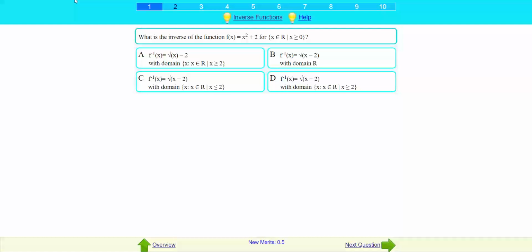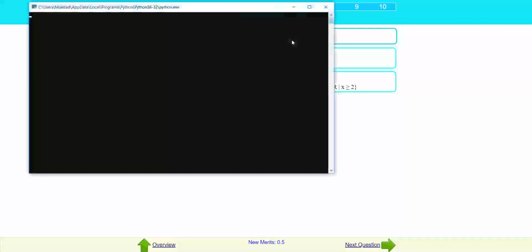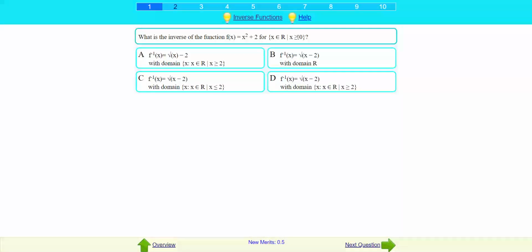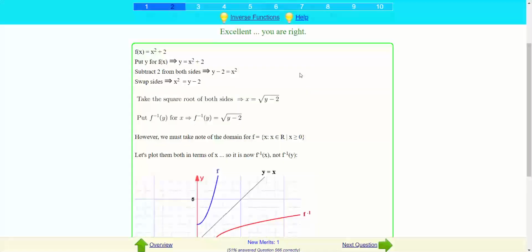Now something we need to consider here is the domain. In the question it says that x is greater than or equal to 0. So it's all positives. And in that sense, the square root of y minus 2 should always yield positive numbers. So to get the 0, you need to have y being 2, since 2 minus 2 is 0. So y is greater than or equal to 2, which is D. You're right.